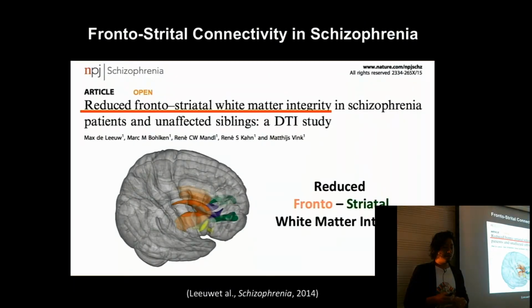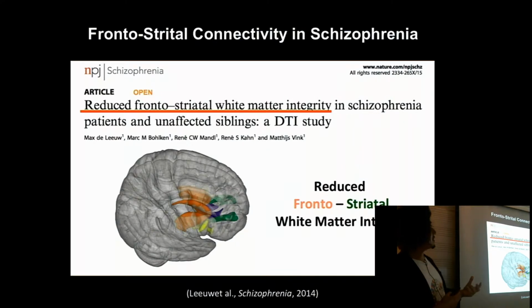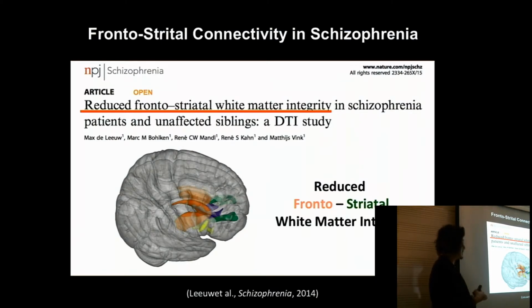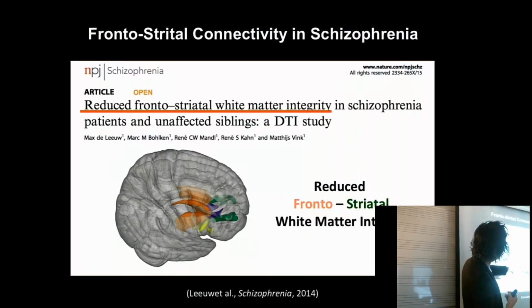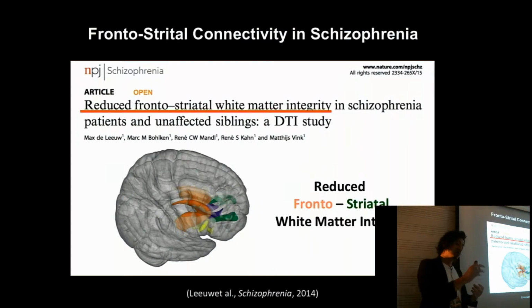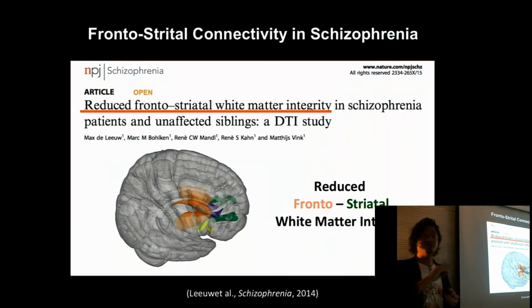Another study, this is also recent, shows that the frontostriatal pathways are also very related to patients with schizophrenia. So here you can see the green areas, which are the frontal areas, and the orange areas, which are more like the basal ganglia areas. So in these pathways, white matter integrity is reduced in patients with schizophrenia.